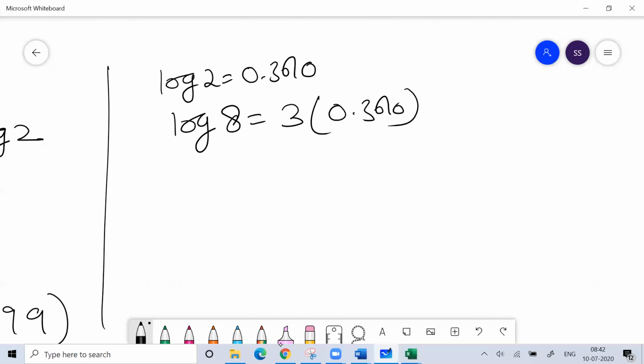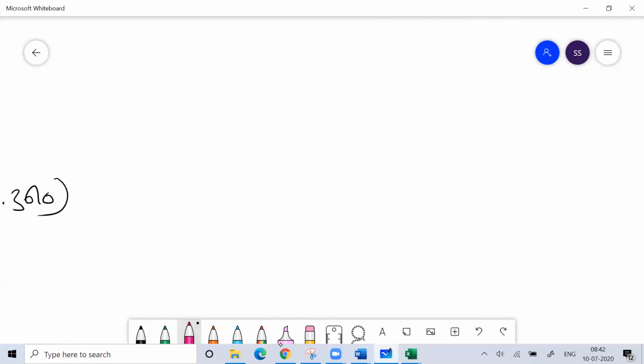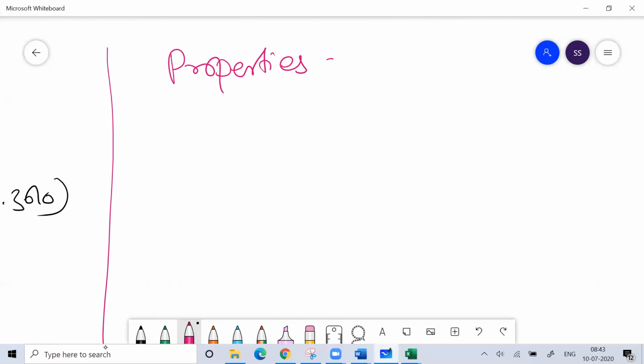So this is basically a general understanding on the concept of log. Now we'll discuss the properties of log. What are the properties of the log? Whenever you do calculation, we should be clear with the properties of log.